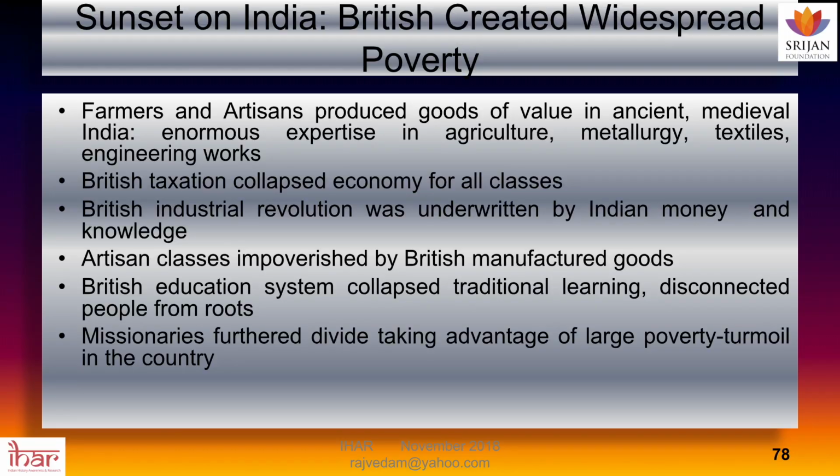So the circle is complete. The bigotry, the greed, the avarice, and everything, the circle is complete. This is what the British did in India. All that is hiding in everything that I wrote over here. British education system collapsed traditional learning, disconnected people from roots. Missionaries furthered the divide, taking advantage of large poverty turmoil in the country.